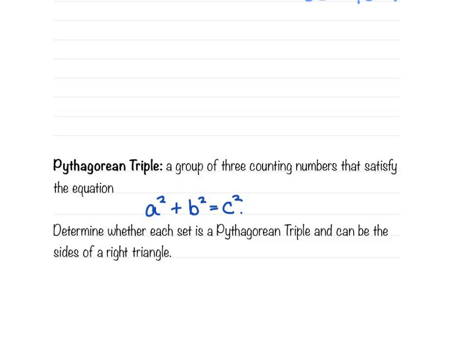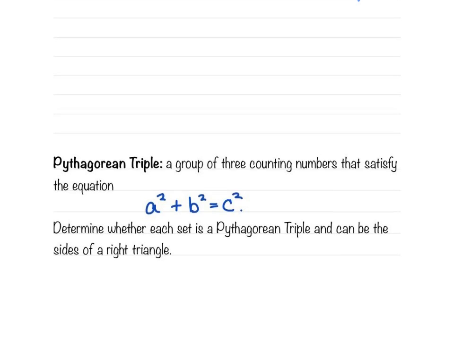It's important for you to know that c must always be the largest number, because c in a right triangle is always the longest of the 3 sides. Okay, so now we're going to determine whether each set of numbers is a Pythagorean triple, and can the sides be the sides of a right triangle.